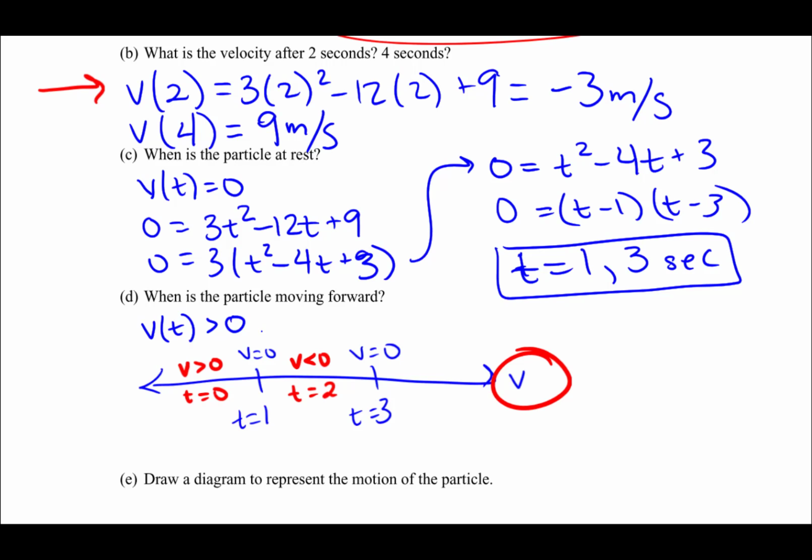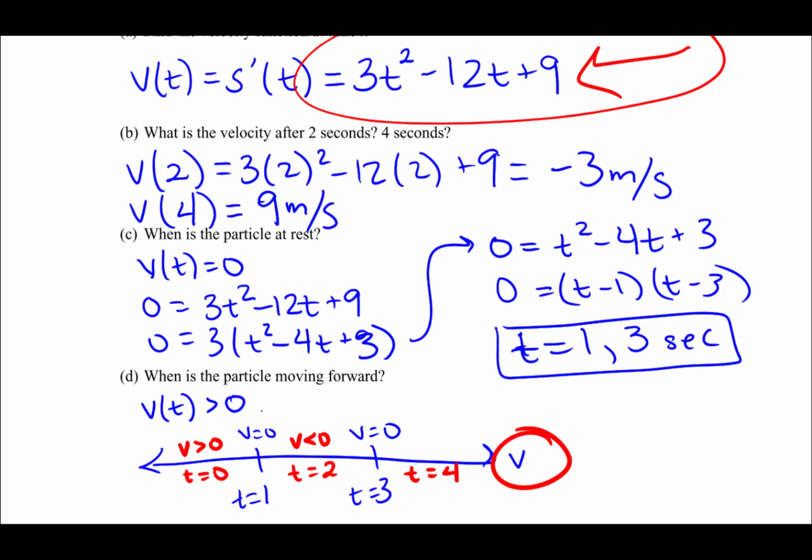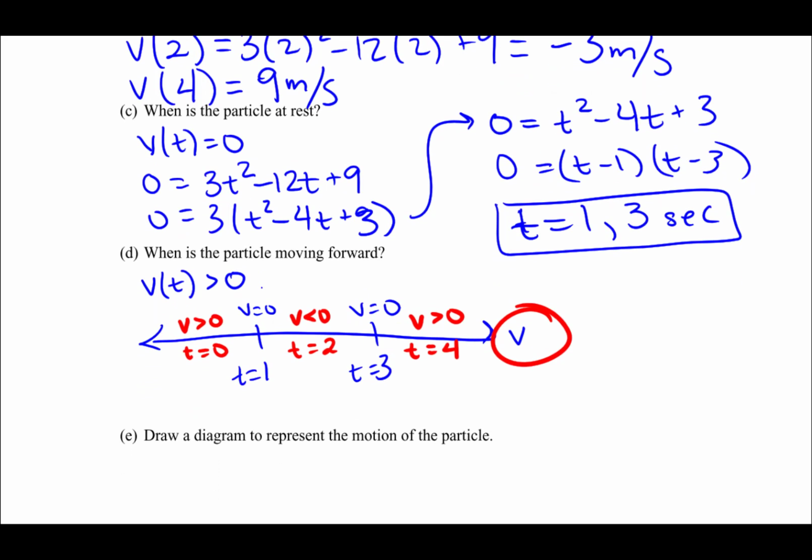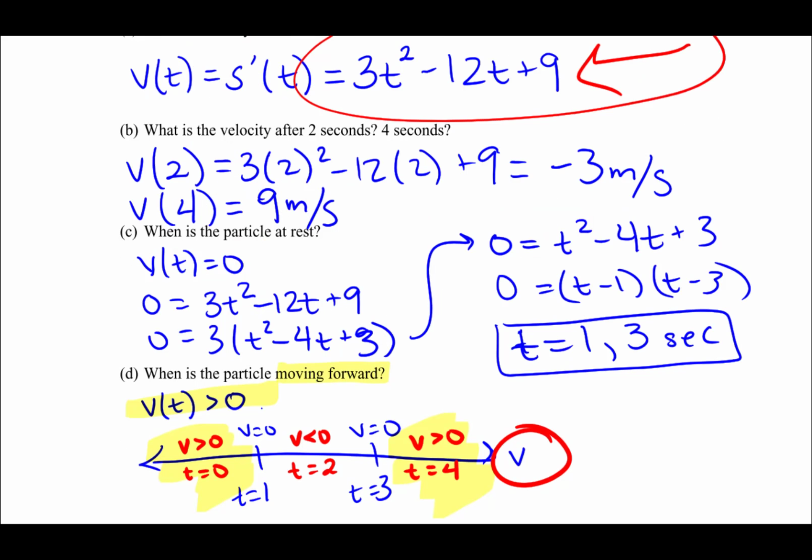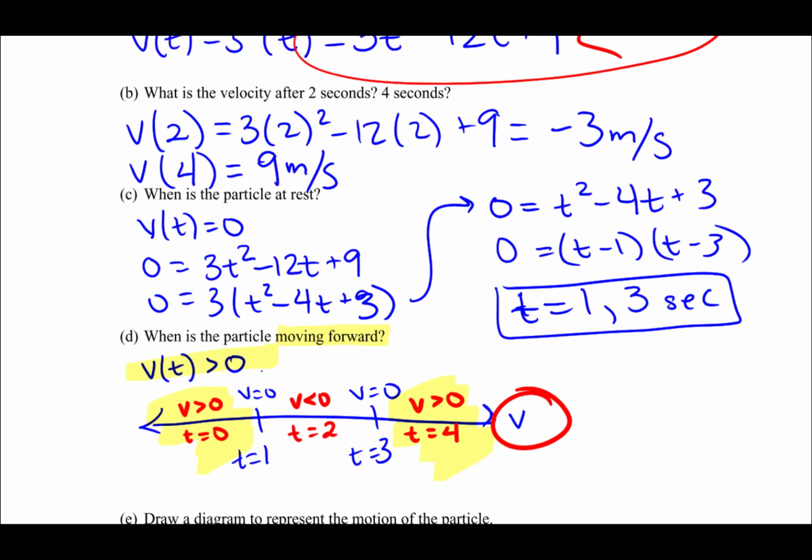Now we check our final interval when t is greater than 3. So I can pick a number like 4 or 5 or 1,000,000, because that's greater than 3. And again, we can use some of the work we've already done. Back in part B, we computed v of 4 and got 9. So we know over that interval we are going to get positive velocities. So coming back to answer the question here, when is our particle moving forward? We're looking for positive velocities. So that would be these two intervals when we are less than 1 or greater than 3. So I could write that out in interval notation like this.